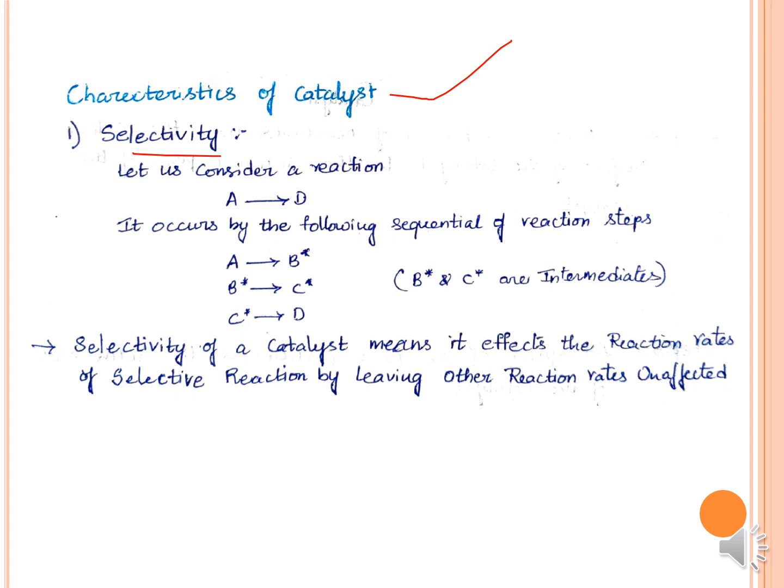But this raw material reactant will not produce the product directly. It produces some intermediates like B star and C star. And these intermediates are consumed in the reaction and finally produce the end product called D. Selectivity of a catalyst means it affects the reaction rates of a selective reaction by leaving other reaction rates unaffected. That means the catalyst only alters the main reaction. It will not alter the unwanted reactions. That means it will reduce the formation of intermediates and increase the formation of the end product.